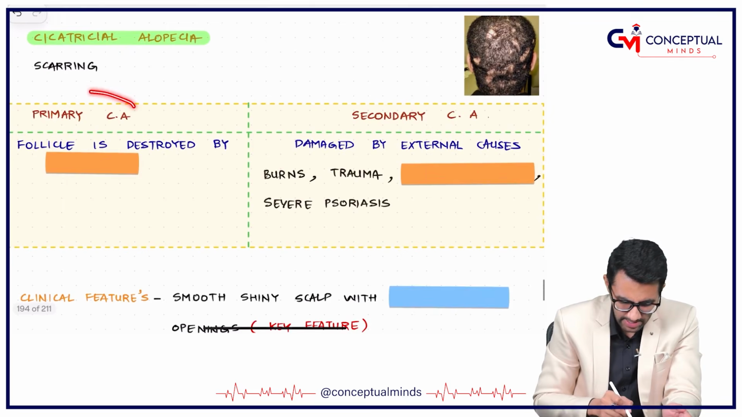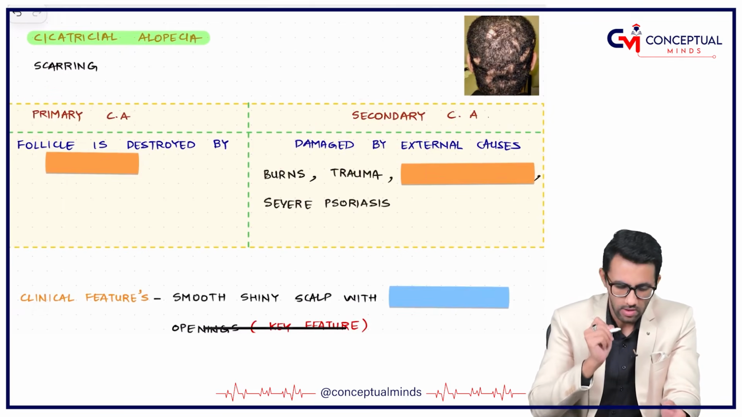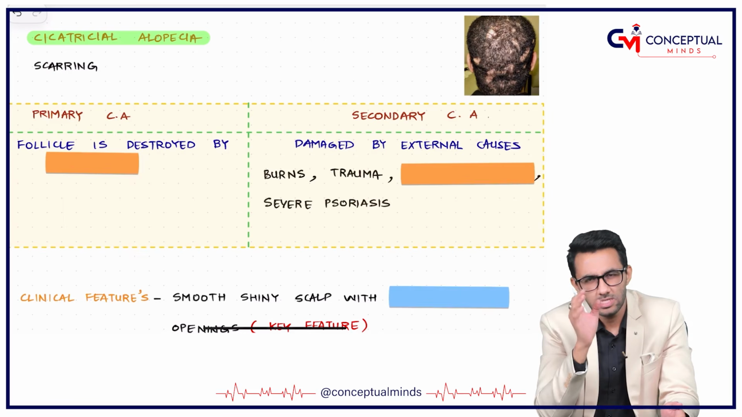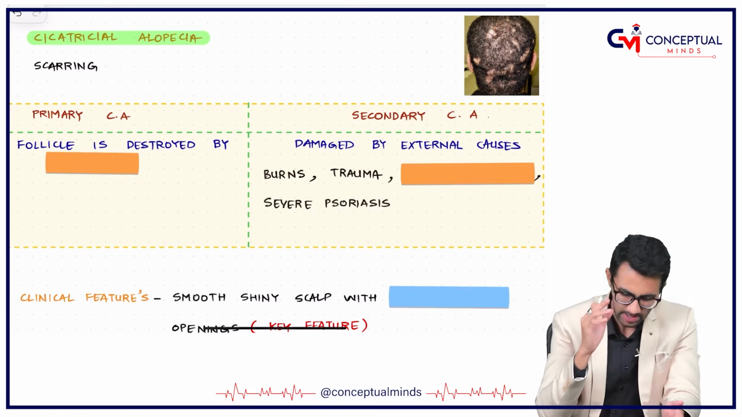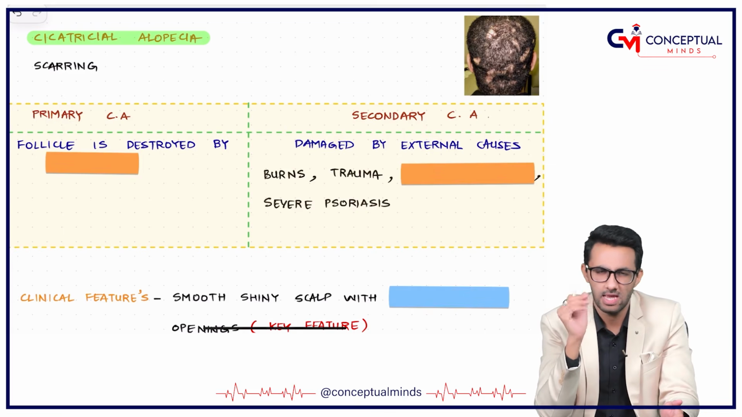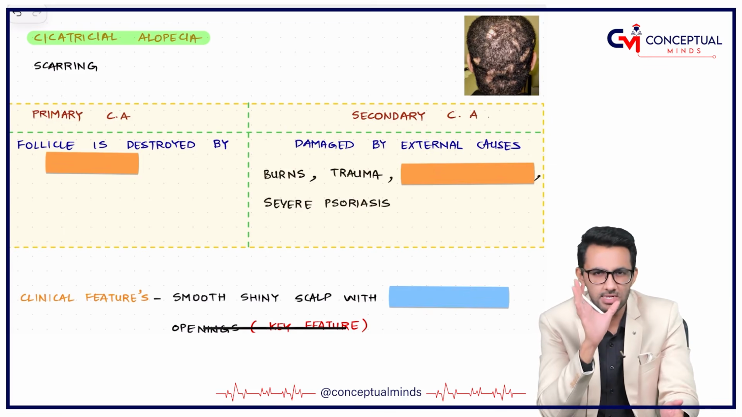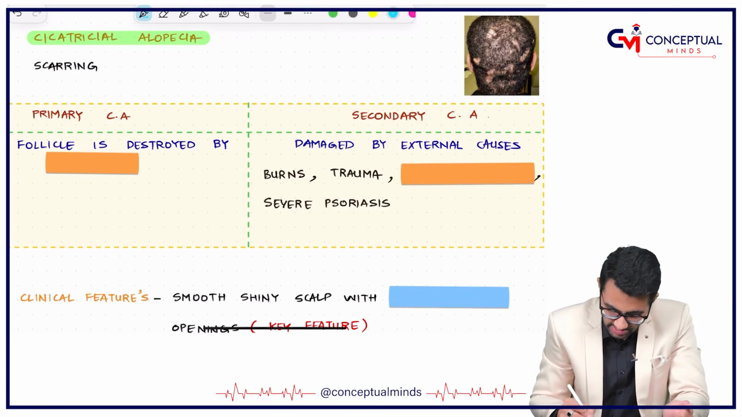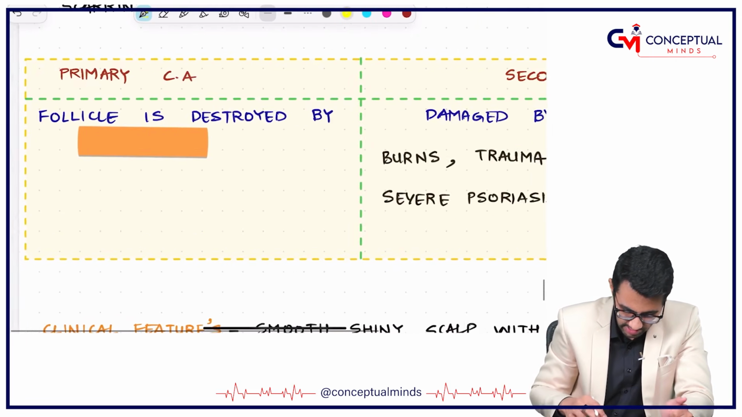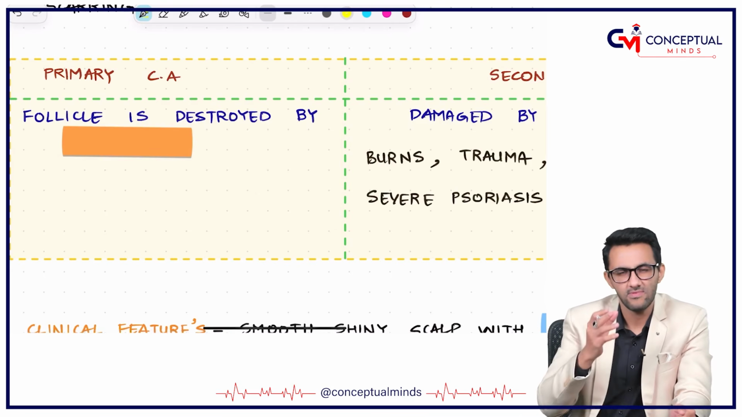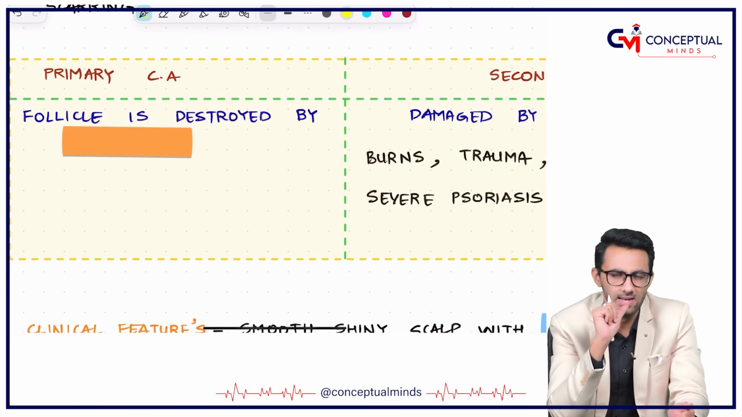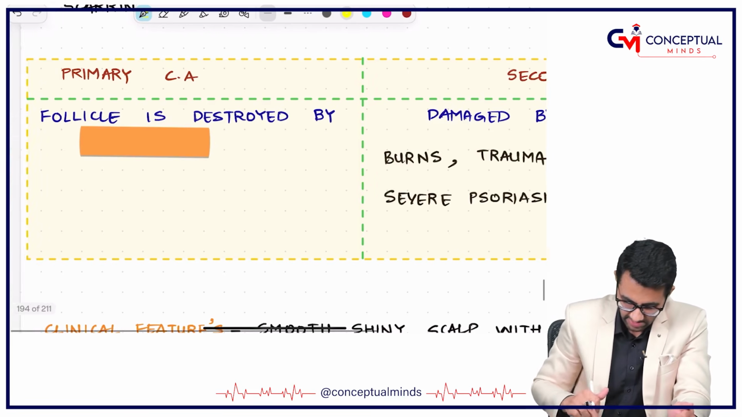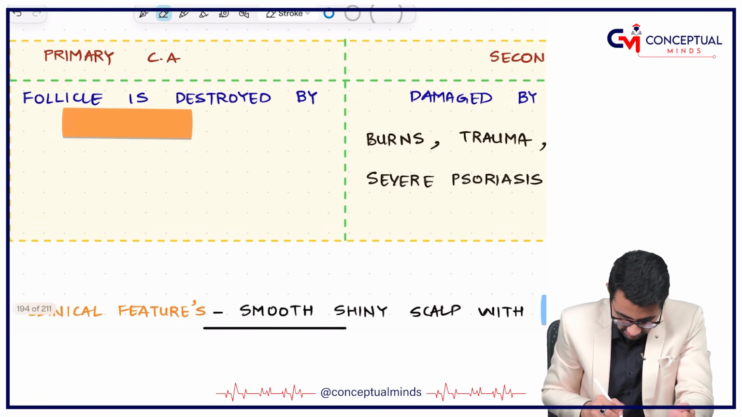First of all, we have the primary cicatricial alopecia and the secondary one. Primary is very simple: it is classified on the basis of etiology. In primary cicatricial alopecia, the hair follicle is destroyed by inflammation. In the other one, it is by certain traumas, any trauma it could be. Primary is inflammation, that is the main thing we have to remember. There will be inflammation, there will be scarring, and yes, there will be pus. The follicle is destroyed by inflammation.